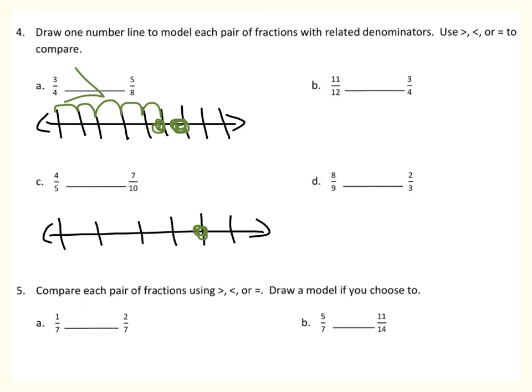And then you want to make tenths, which is double the amount. So you're going to want to put a tick mark, a hash mark in between each one. And now count 7/10. 1, 2, 3, 4, 5, 6, 7. Again, right before it. Definitely 4/5 is just a little bit larger. And then finally, at the end, you could compare and draw a model if you choose to.